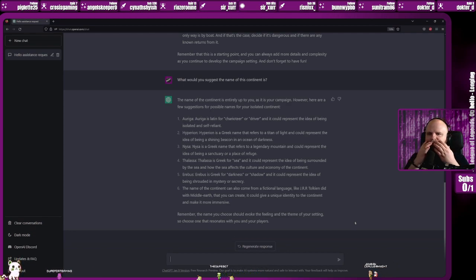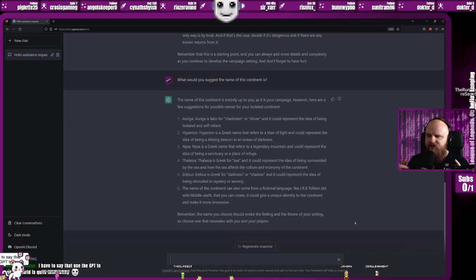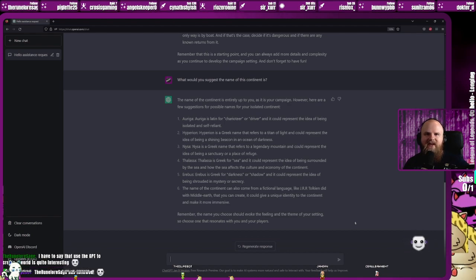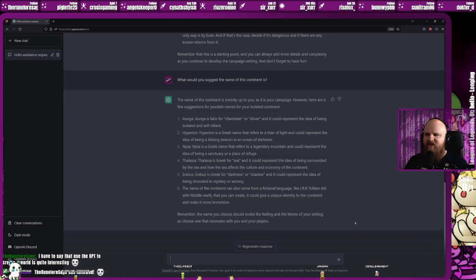So this is already diverting from what I initially had thought, because this is now giving me the idea of, by saying isolated continent, I meant that it's a long way to the next place. I didn't mean there's nothing around.